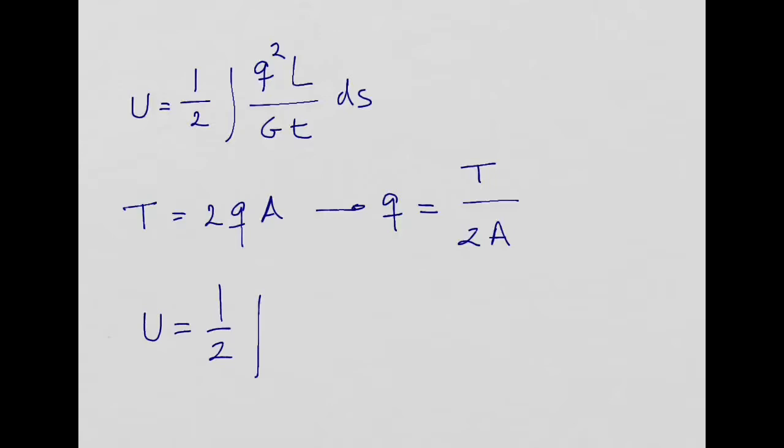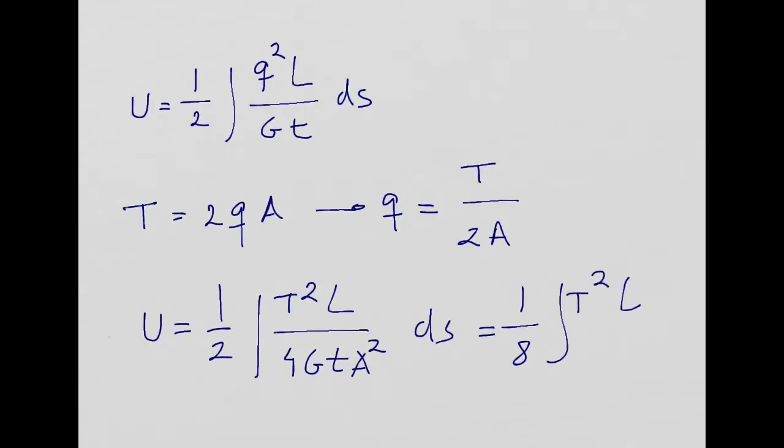I will get torque squared, L over 4 G t A squared, right? Is this correct or not? Yeah, that's it. And then I need to do the integral. Yes, it's correct. I can simplify this a bit more because I can take this 4 outside, so we'll have 1 over 8 integral of T squared L over A squared G t. Okay? So in this equation, what I did was just to express my strain energy. Now it depends on the torque instead of the shear flow.